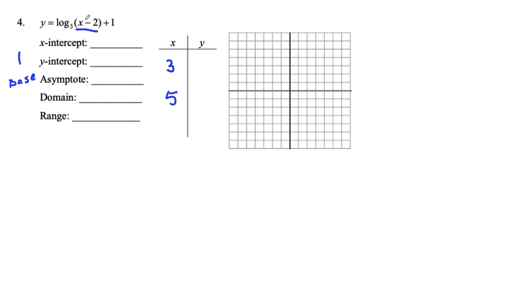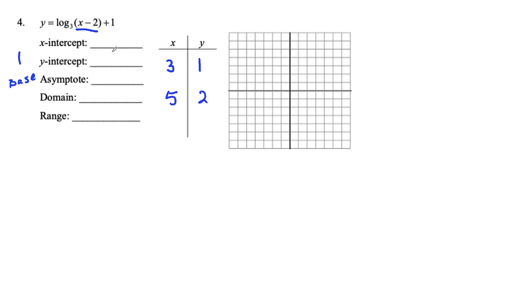So if I plug in 3 for x, I get log base 3 of 1. Again, we know from our properties of logarithms that that is 0. So 0 plus 1 is 1. And then I'm going to plug in 5 for x. If I plug in 5 for x, I get log base 3 of 3. Property of logarithms tells me that that is equal to 1. So 1 plus 1 is 2.